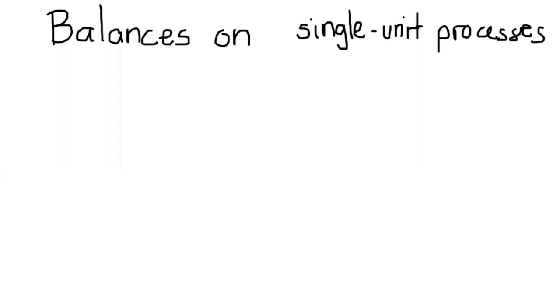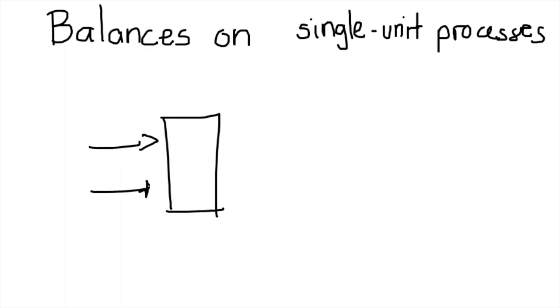Last video, we introduced the balances, and we can do the balance on a single unit process. A single unit process is only one unit operation that has inputs and has outputs. Let's say that we have a unit operation where we have two inputs and one output. We can have more of them.